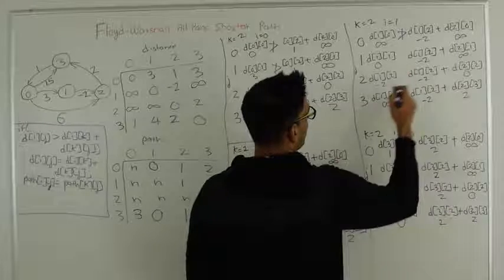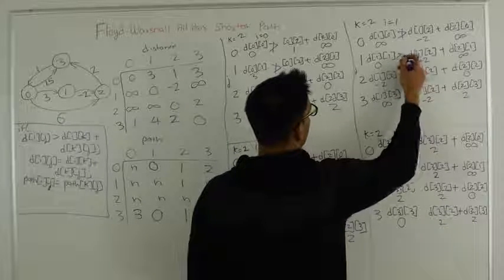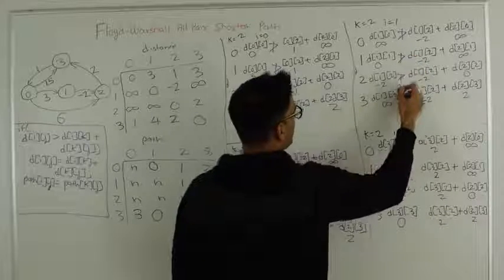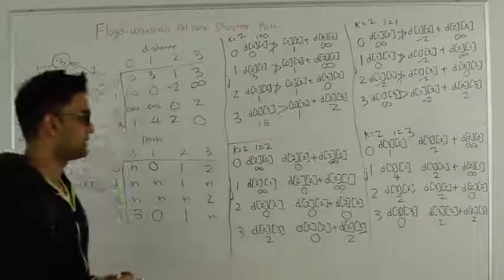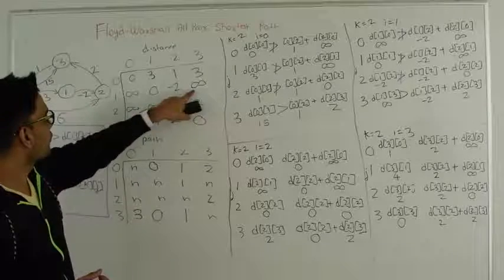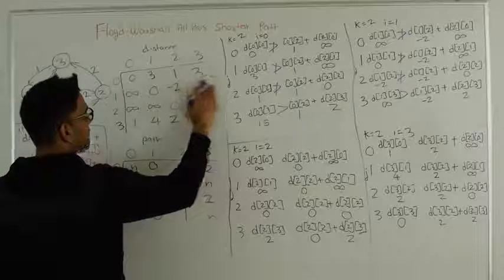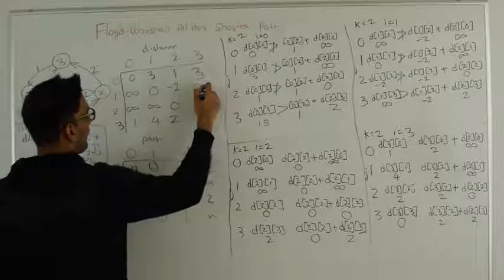Is 1 greater than minus 2 plus infinity? No. Is minus 2 greater than minus 2 plus 0? No. Is infinity greater than minus 2 plus 2? Yes, infinity is greater. So we go to [1][3]. Set this value to be 0.